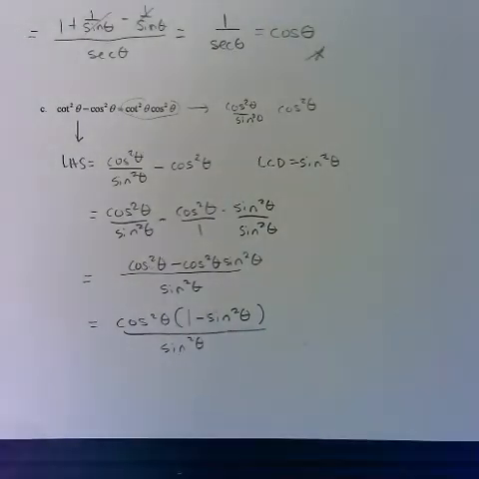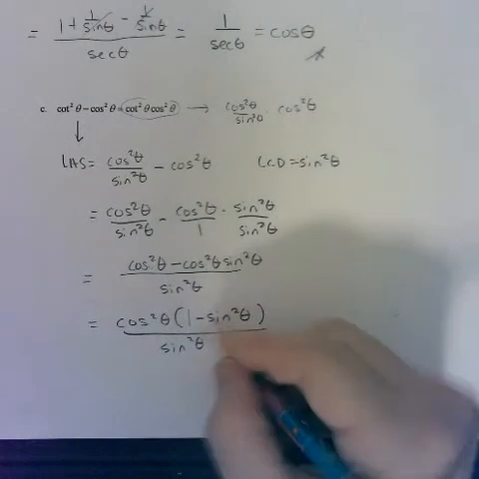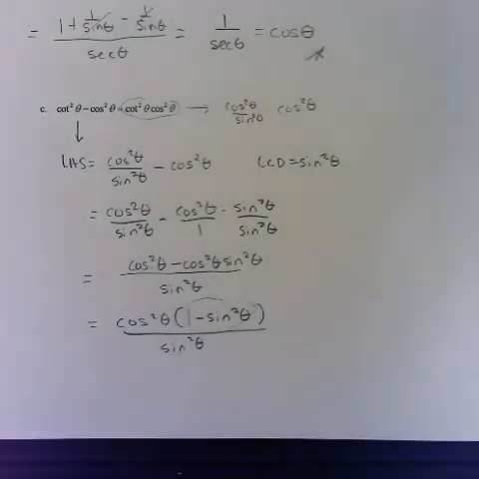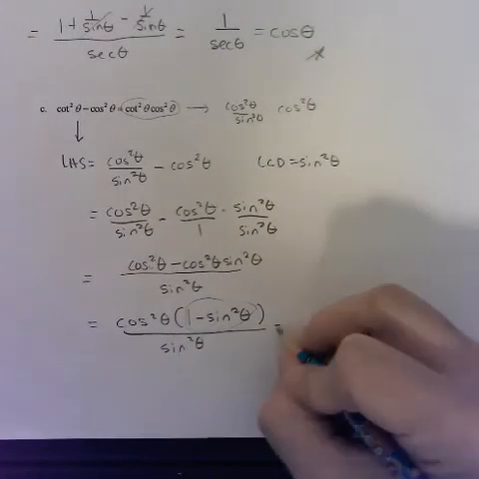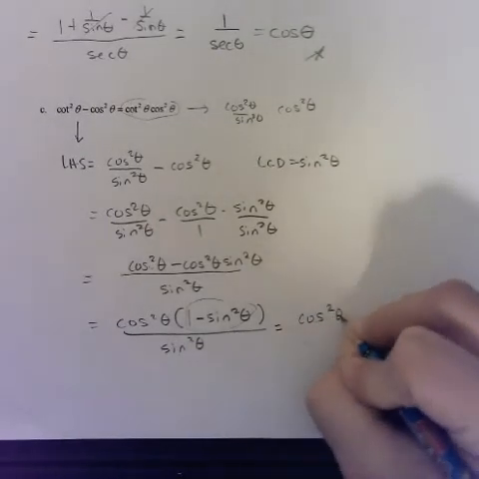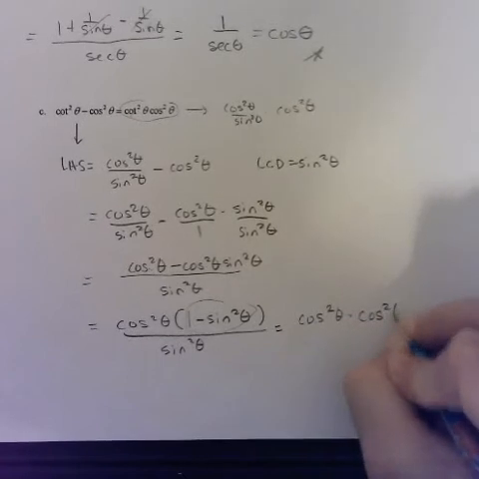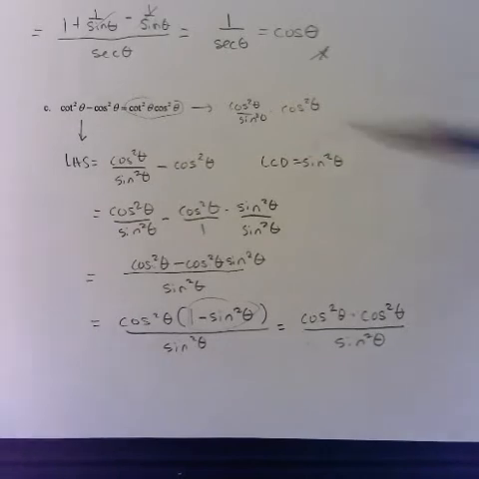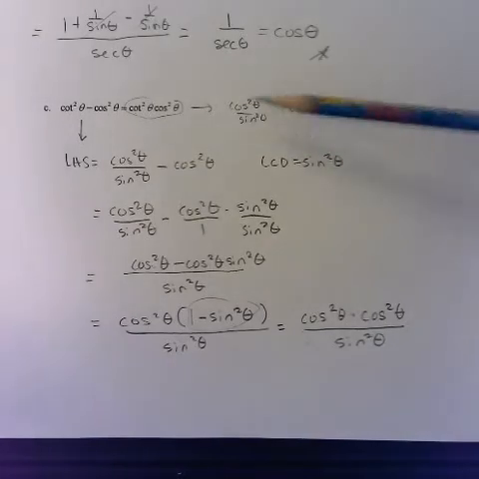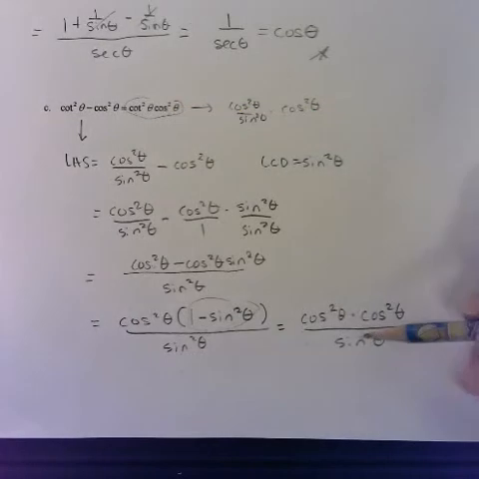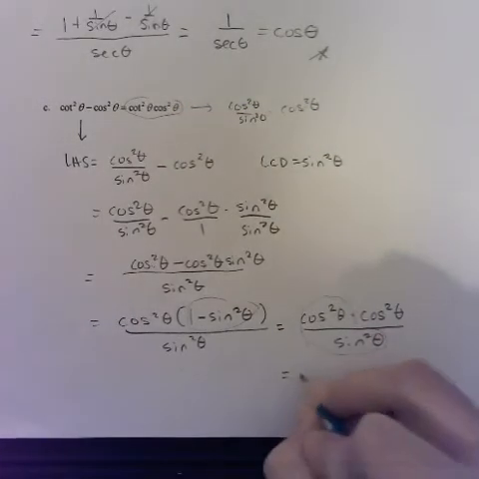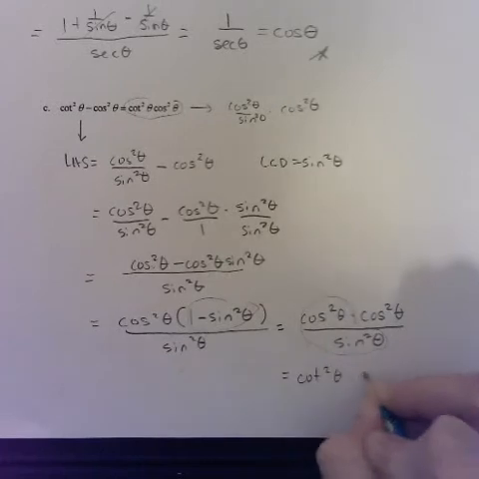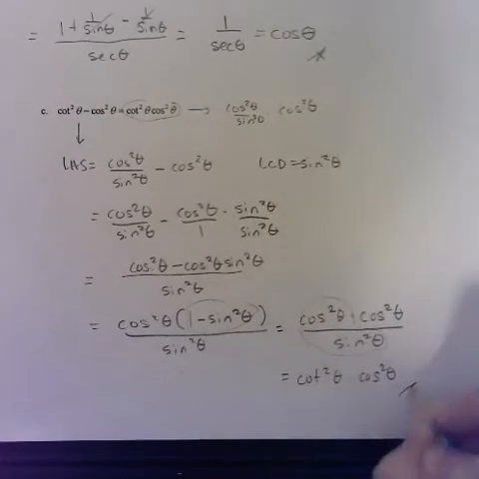All right, so now here's the one that shows up a lot, the 1 minus sine squared theta or 1 minus cosine squared theta. That's our fundamental identity, the Pythagorean identity, and this is equal to cosine squared theta. We've got cosine squared theta times cosine squared theta over sine squared theta. And if you go back up here, notice that's what we had for this expression. This is cotangent squared theta, and then we still have the cosine squared theta. So now we've completed the proof.